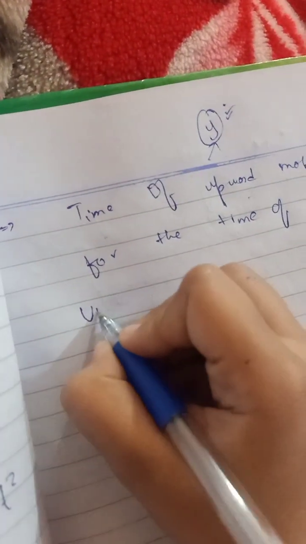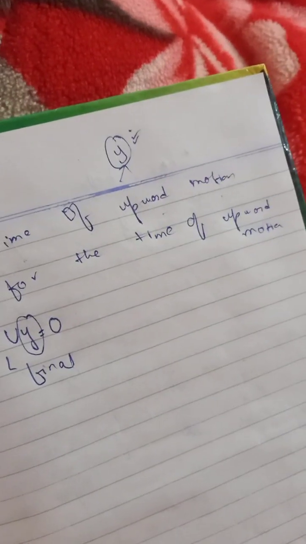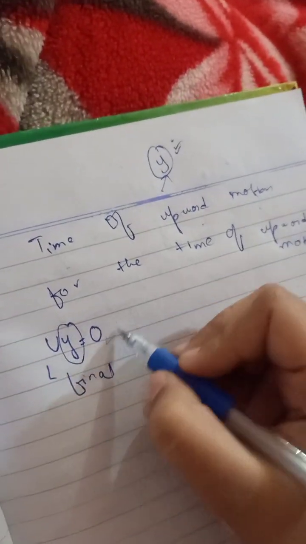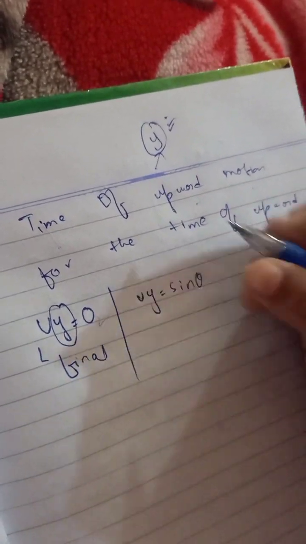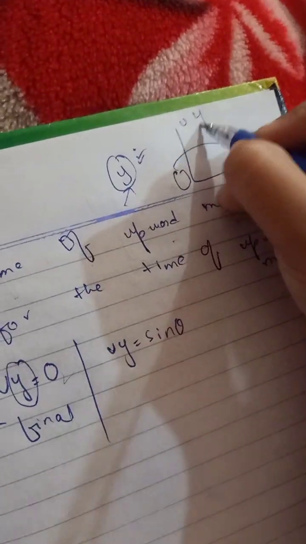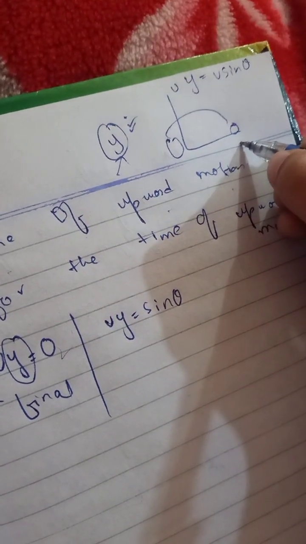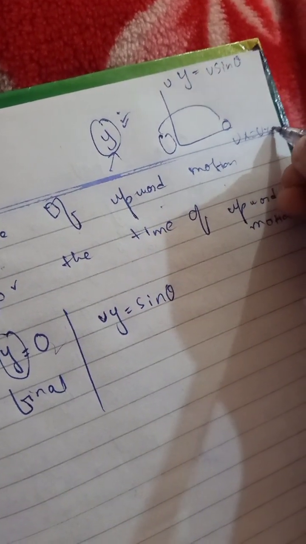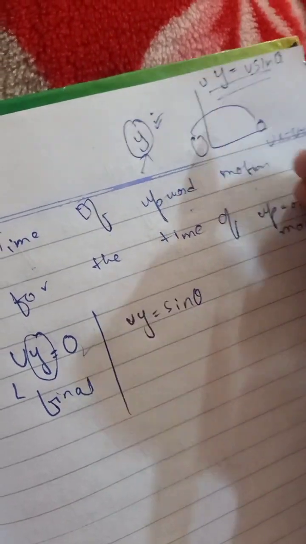as you all know, the final velocity v_y is equal to 0, because of the negative gravity. The initial velocity in y is u sine theta, since we are throwing a ball upward, so here u_y is equal to u sine theta, and the u_x is equal to u cos theta. We are talking about y, so we have considered the initial u_y as u sine theta.